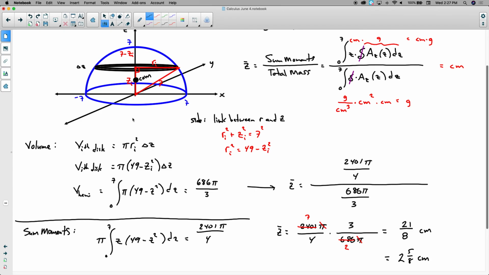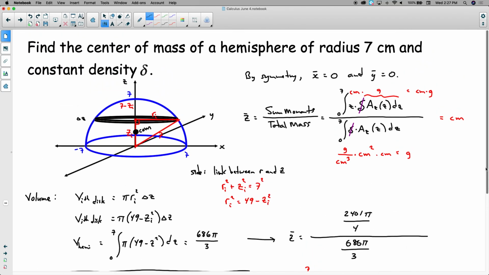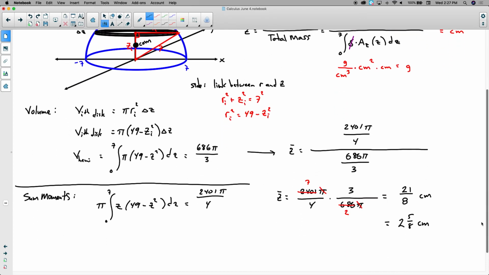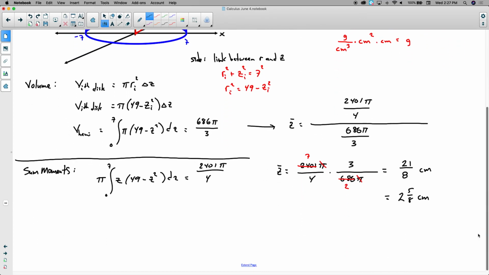That's our first three-dimensional version. Have I answered the question? Find the center of mass. I didn't really list it as an ordered triplet, but it's 0, 0, 2 and 5/8.